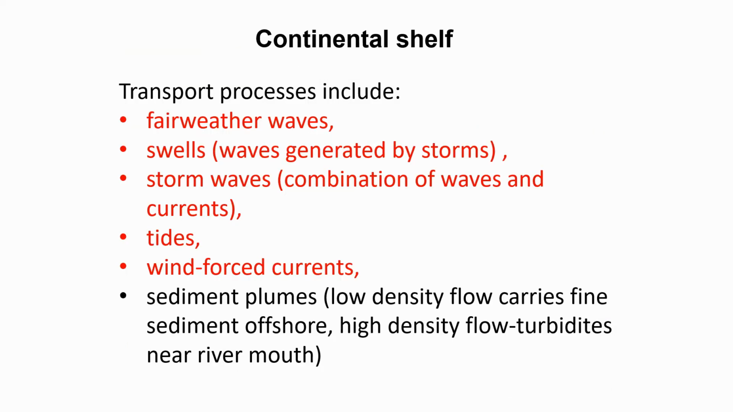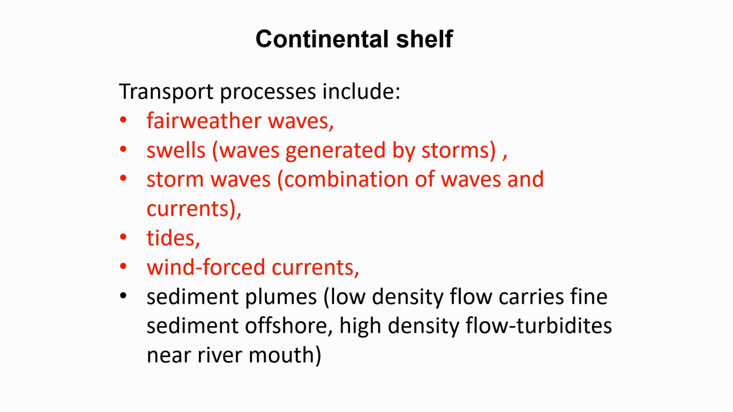This is a list of transportation and depositional processes of the continental shelf. We're going to talk about these processes one by one. So fair weather waves are a bidirectional flow, and we are expecting to see symmetrical ripples develop with this bidirectional flow. And we know that during fair weather days in the shore face, the sediment net transportation direction is from the ocean to the sea, bringing sediments to the beach.